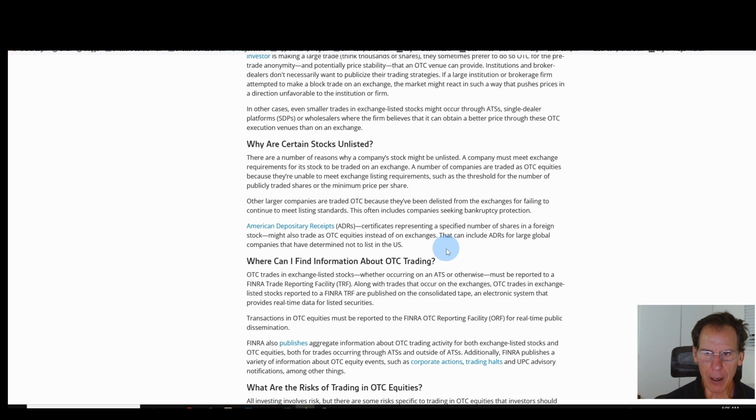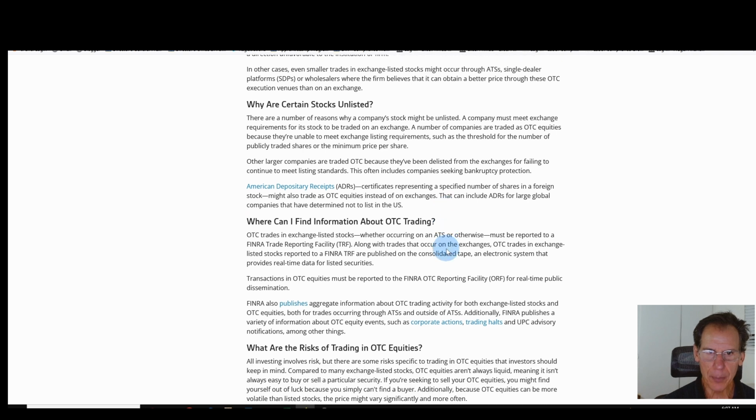That can include ADRs for large global companies that have determined not to list in the US. Where can I find information about OTC trading? OTC trades in exchange-listed stocks, whether occurring on an ATS or otherwise, must be reported to a FINRA trading reporting facility. There's the answer. Along with trades that occur on the exchanges, OTC trades in exchange-listed stocks reported to a FINRA TFR are published on the consolidated tape, an electronic system that provides real-time data for listed securities.